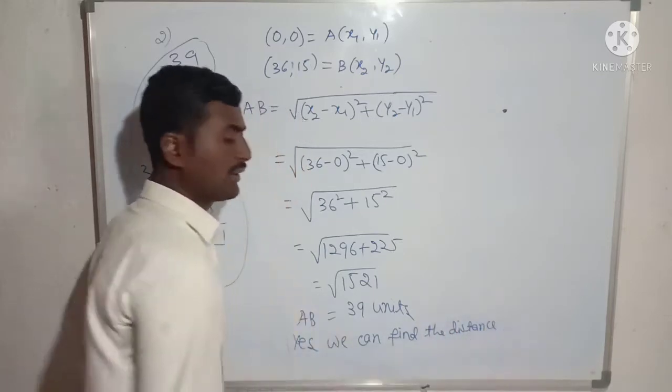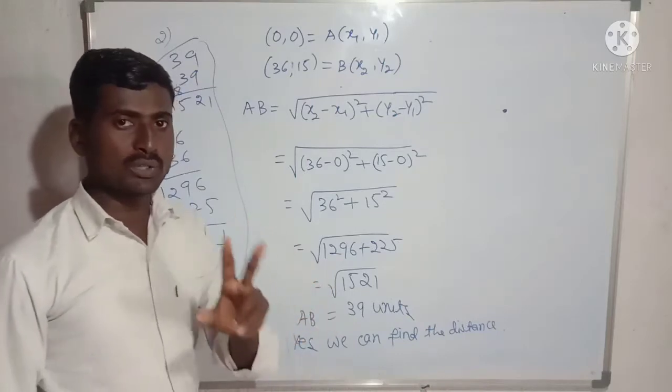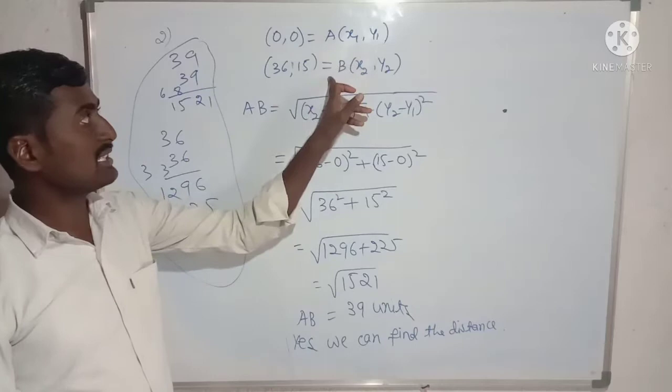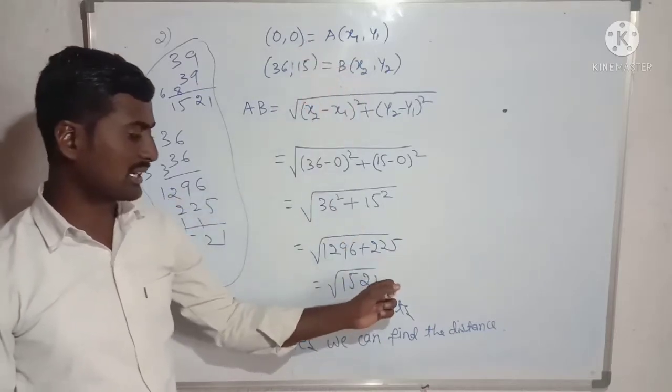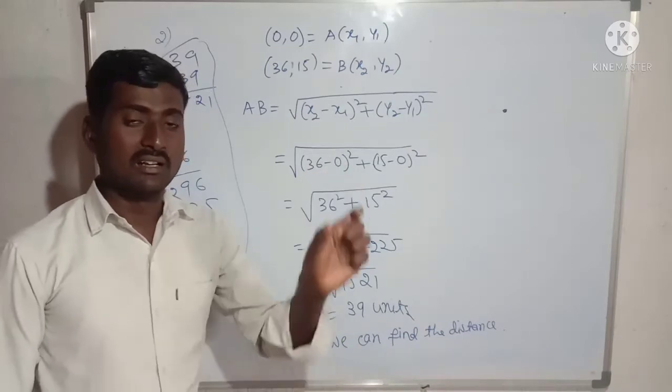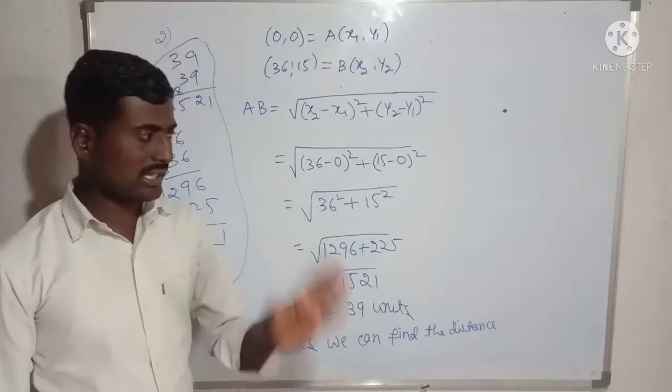Okay, actually for that problem, 2 towns they said, A and B. So A and B will be these 2 points only, the same distance you will get, that is 39 units only we will get. Once you see that 7.2 section, then you will understand it.